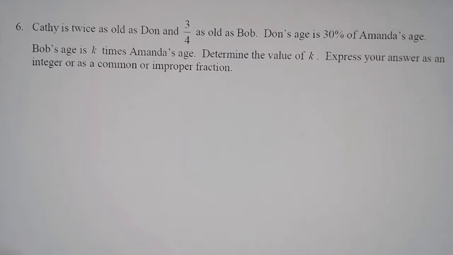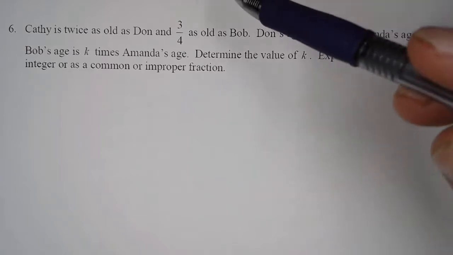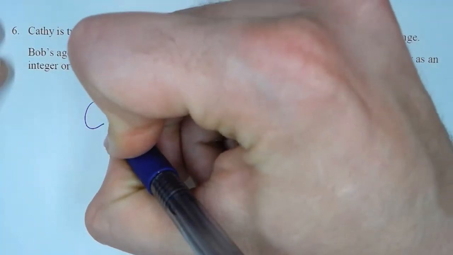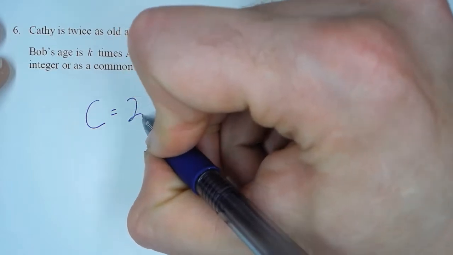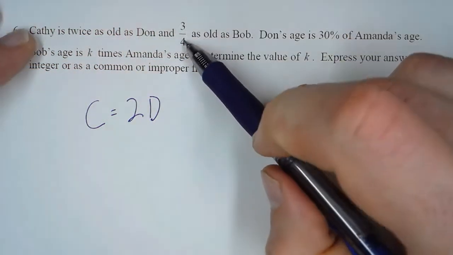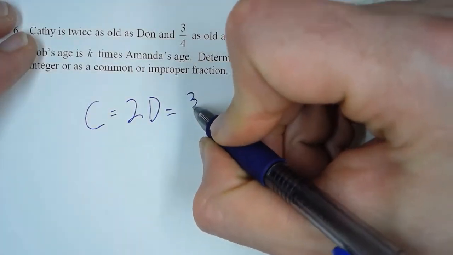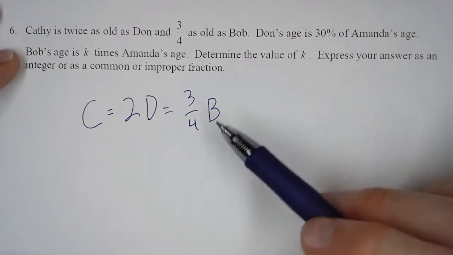So they give us 4 different people, and it's nice and convenient, so we can represent Kathy's age with a C. Now it says that Kathy is twice as old as Don, so that means C equals 2D. But it also says that Kathy is 3/4 as old as Bob, so that also equals 3/4, and we'll call Bob B. So that's one equation with that sentence.